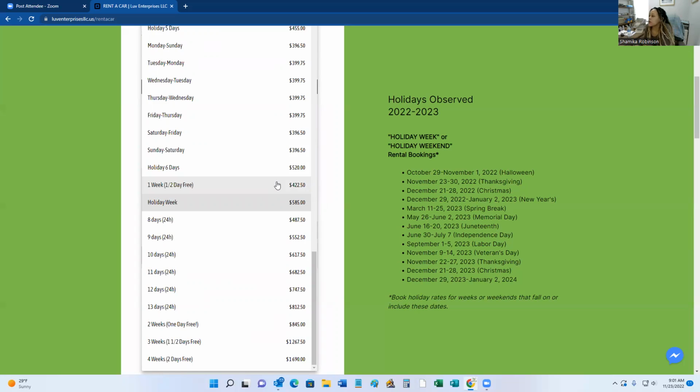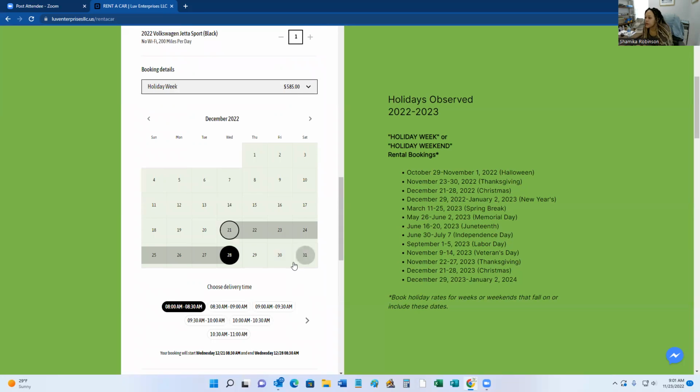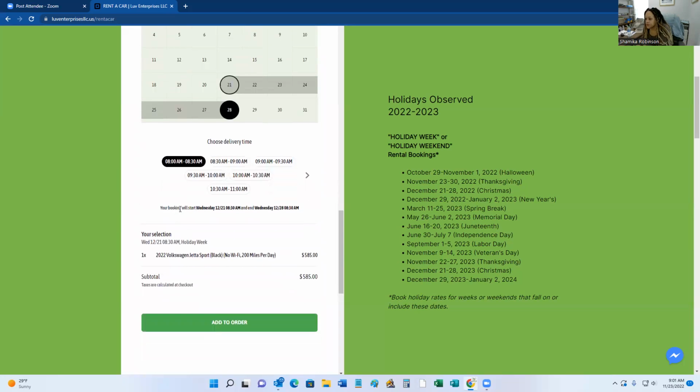So say we said, okay, you need the 20th too, right? So we said you're going to have to book separately. And it's like this because if you want a regular rate plus a holiday rate, then that's the way you have to book. So I'm going to go ahead and book my holiday week, okay? So I'm going to add it to order, okay?